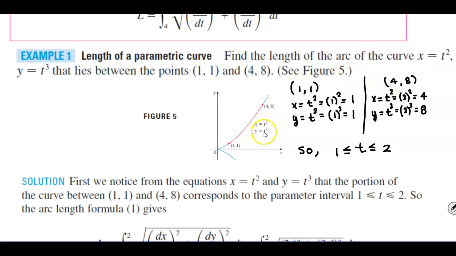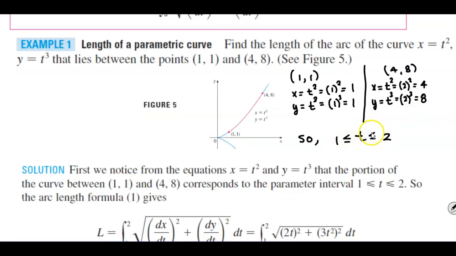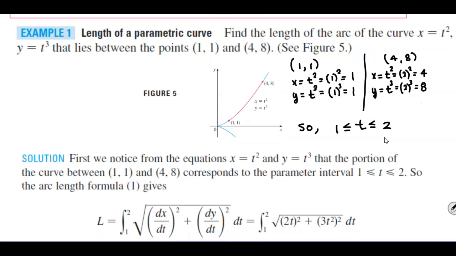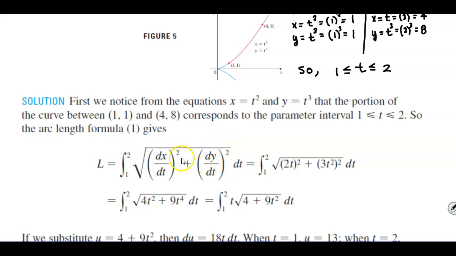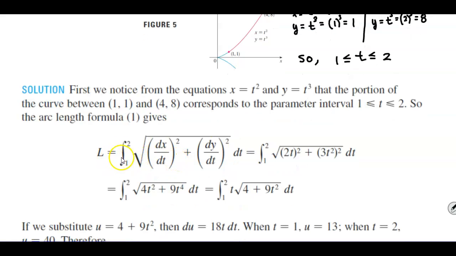So what values of t are going to give us 4 and 8? Well, if we plug in 2 for t and square it, we get 4. If we plug in 2 for t for y and cube it, we get 8. So therefore, we know that t is going from 1 to 2. Now, since we noticed that, we can use our formula. We know that L is equal to the integral from 1 to 2 of the square root of (dx over dt) squared plus (dy over dt) squared.